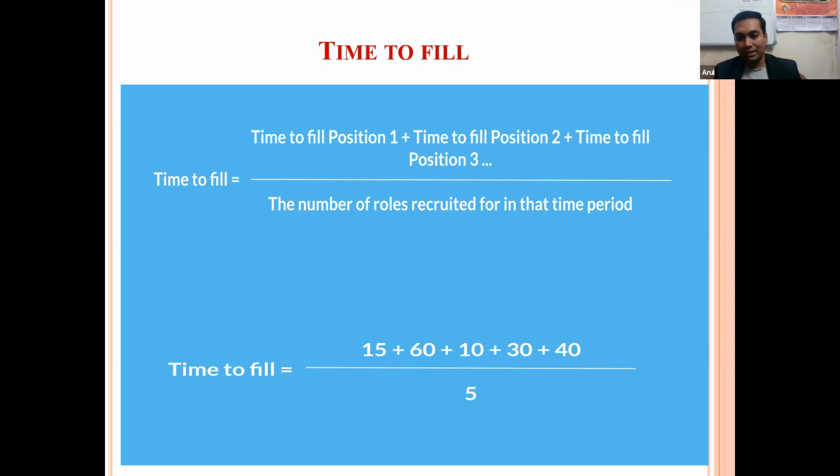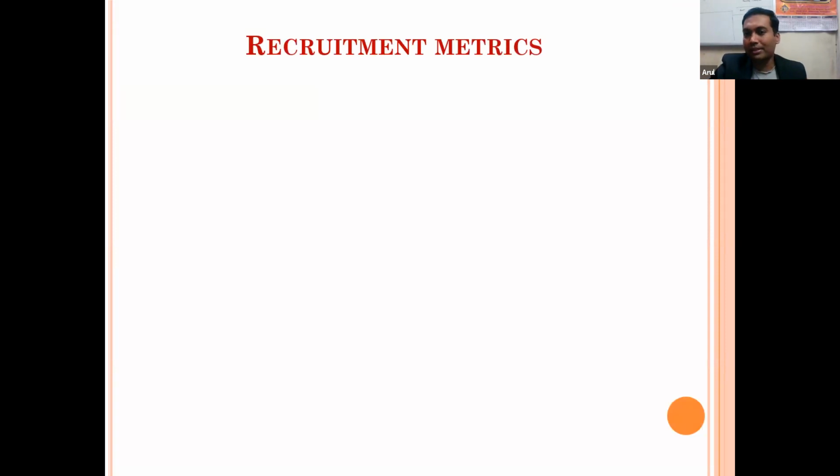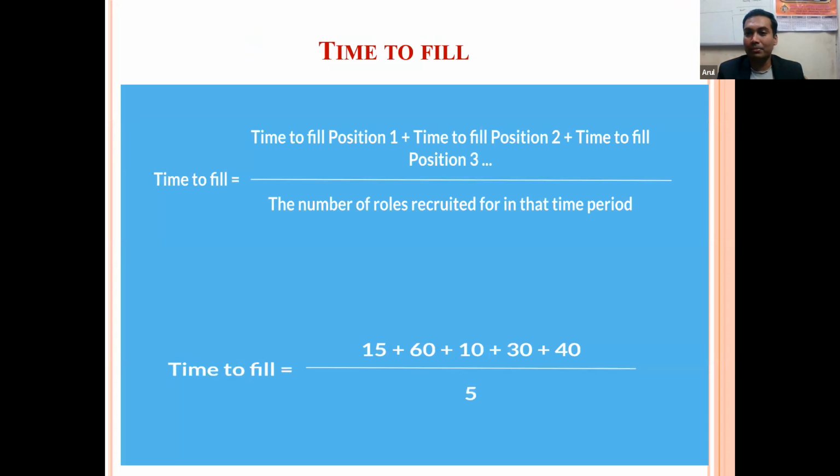So on an average, 60 plus 15 and so on, the total number of days divided by 5. So this is what is next. On an average, how many days did the company take to hire the candidates?